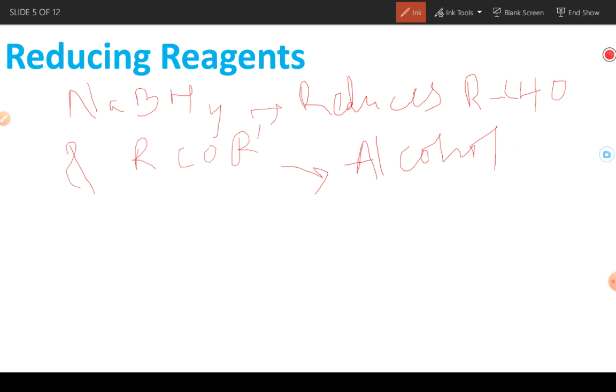This is a very important reaction. You can take different examples also. Some questions come by giving one compound which will react with NaBH4, asking how many optically active compounds it will give, or how many compounds, how many major products, how many minor products it will give. It asks different questions. So this is our first reducing reagent.